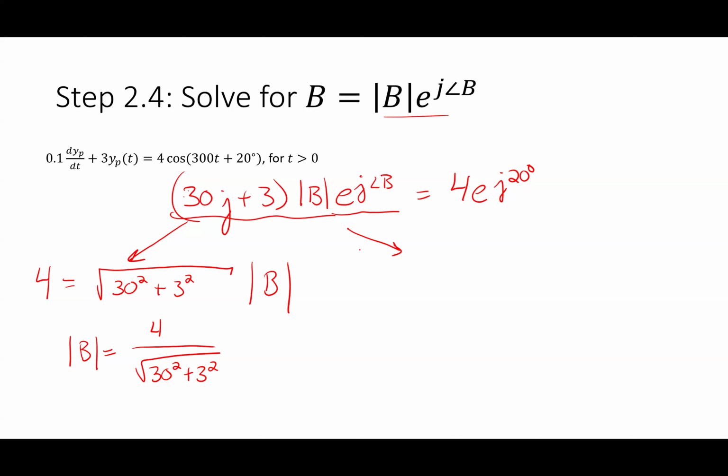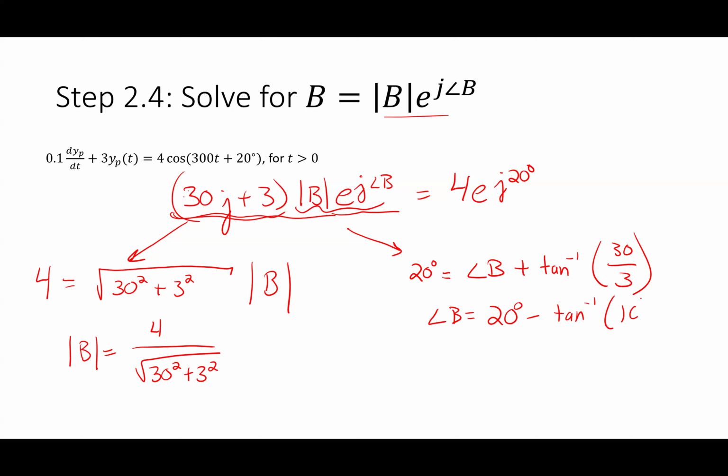There's also an equation for the angle. What's the angle of the right side? 4 e to the j 20. What's the angle of that? 20 degrees, right? What's the angle of the left side? It's the angle of this plus the angle of this. The angle of the B e to the j angle B is angle B. Right? What's the angle of 30j plus 3? Inverse tan of the imaginary part over the real part, like that. And so I can solve that to say the angle of B equals 20 degrees minus arctan of 10.